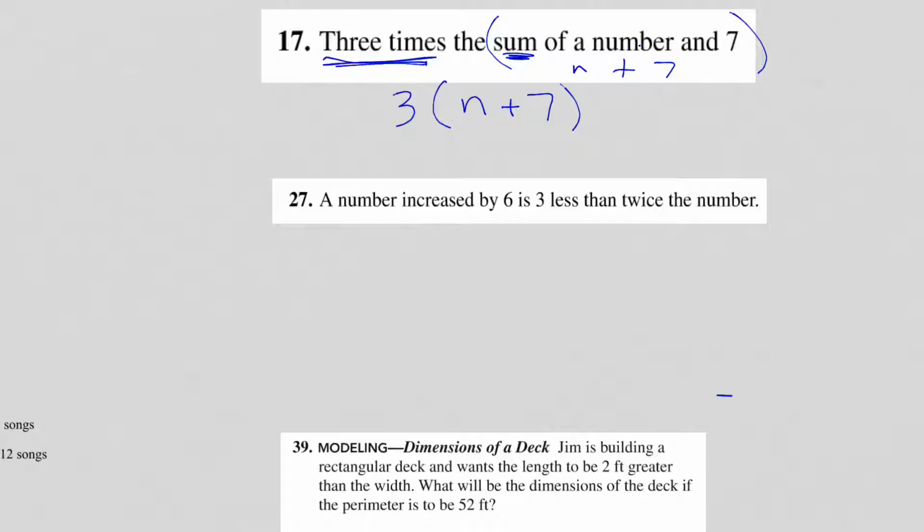Number 27. A number increased by 6 equals 3 less than, remember that's reverse, so we've got to write this first and then this second. So twice the number less than minus 3. That one's a little tricky as well. A lot of stuff going on there. So again, a number increased by 6 is less than, it's minus. So twice the number, basically minus 3. You've got to write this in reverse.